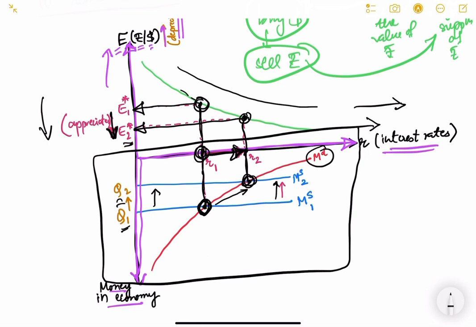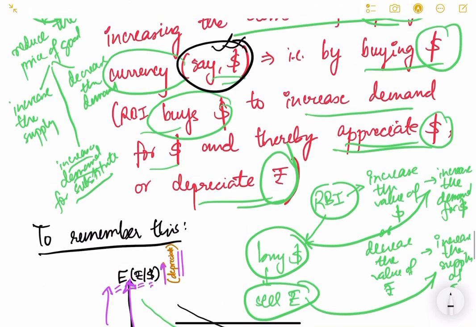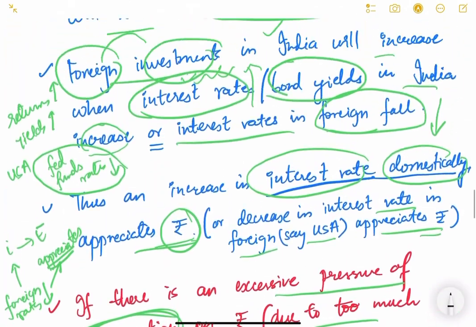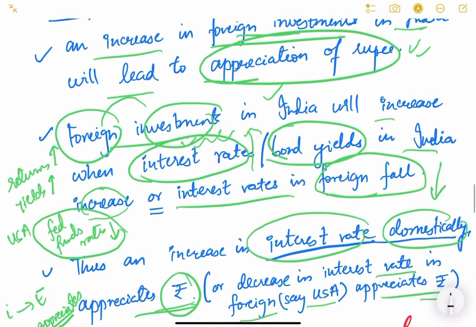Too much appreciation means naturally RBI will increase the demand for dollars by buying dollars. So I hope this lesson is clear to you now, and you will be able to answer questions asked on this topic. Thank you.